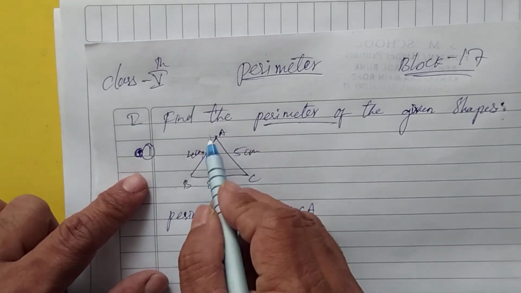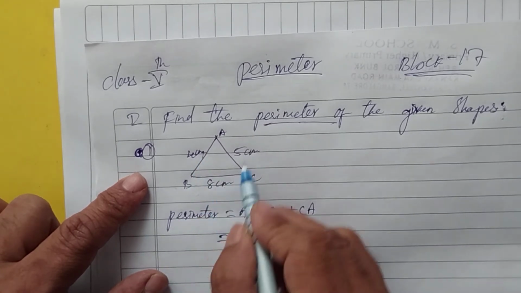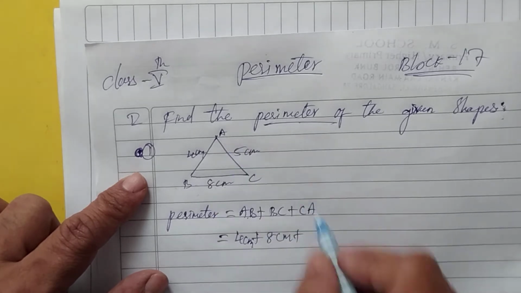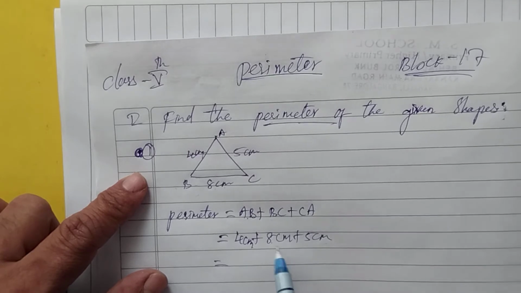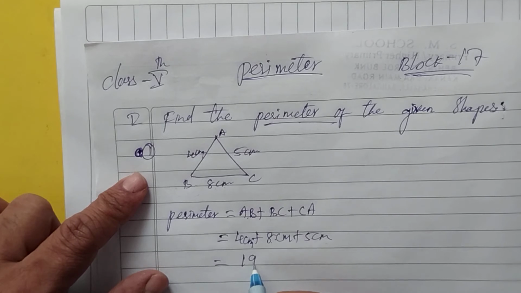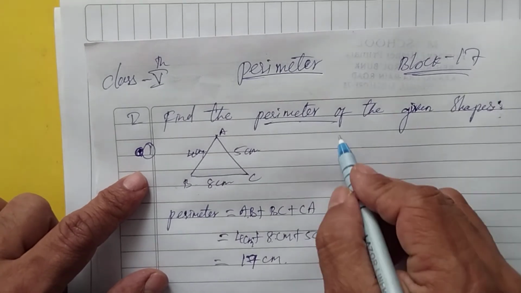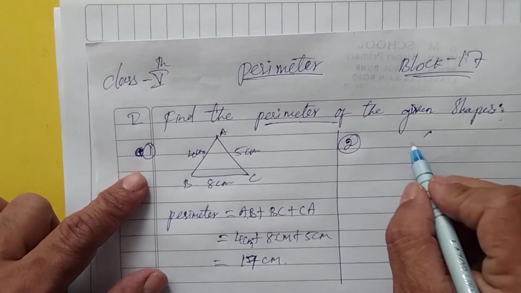Now AB is how much? AB is 4 cm. BC is how much? BC is 8 cm. We have to mention centimeter here. CA is 5 centimeter. So if we add, 4 plus 8 is 12, 12 plus 5 is 17 centimeter. Did you get it? Second one, diagram only is given.